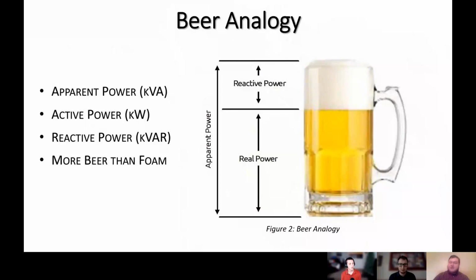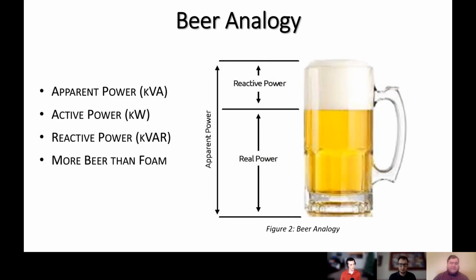I really enjoy the beer analogy. I think it's really helpful. So if we're looking over here at this mug of beer, you've got apparent power, which is the mug capacity. How much beer can you hold exactly, right? And that's kVA. Active power is the real power. It's kW. How much beer is actually in it compared to the foam?